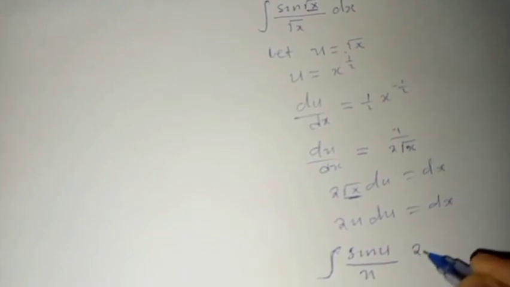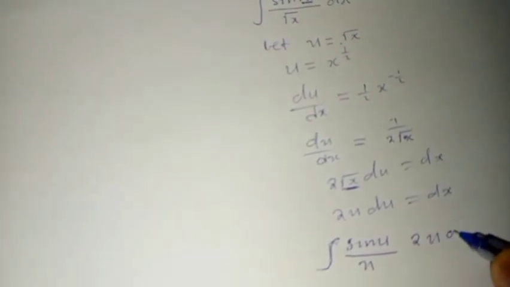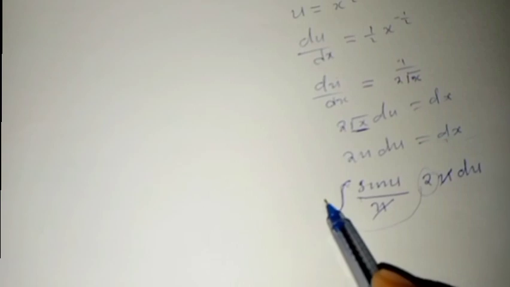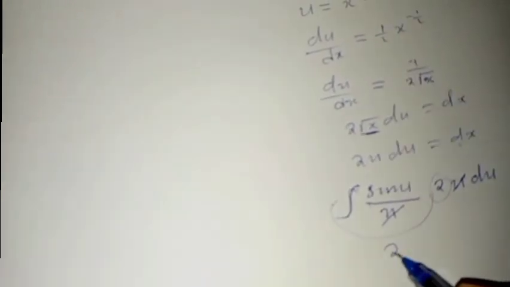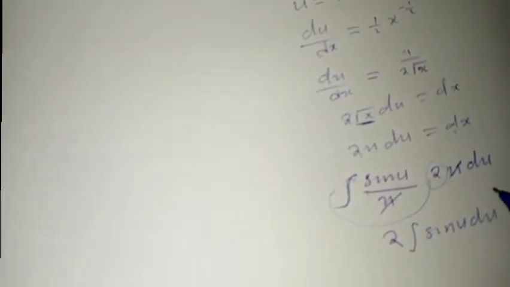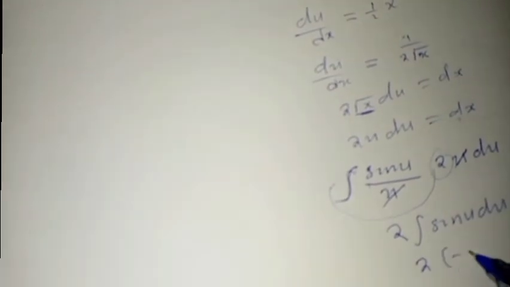Then here I have put 2u du. I've replaced where there is dx with the 2u du. So this and that can be cancelled. Hence we're going to have sine u times 2 du. So this 2 has to move out and come out of the integral. We're going to have 2 times the integral of sine u du. So integrating that, you're going to get 2 open negative cos u plus c.